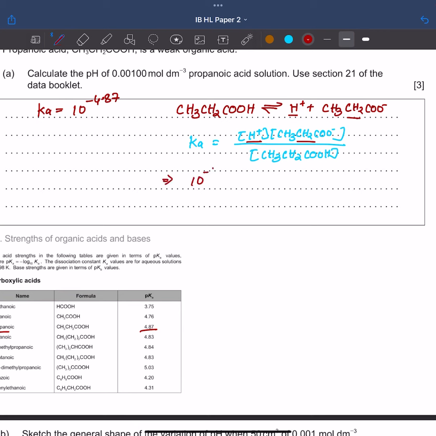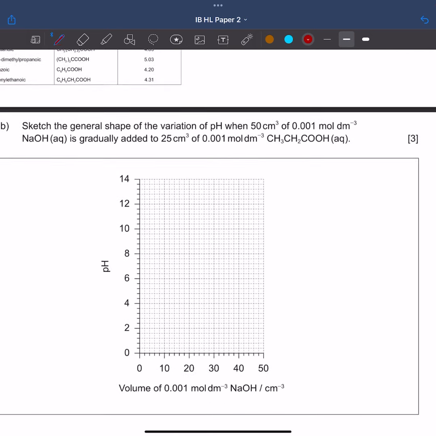So plugging in the values, we will get H plus concentration as 1.16 times 10 to the power minus 4. From here we can calculate the pH, that is minus log H plus, as 3.94. And that will be the correct answer to this question. Now this is the last question.